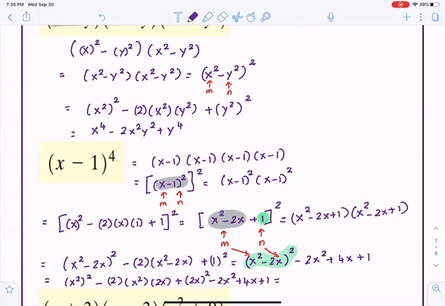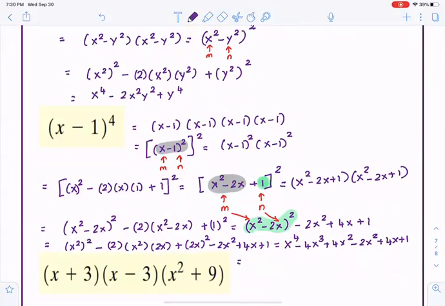Using properties of exponents, x squared squared is x raised to 4. 2 times 2 is 4. x squared times x is x cubed. 4x squared. The next term is minus 2x squared plus 4x plus 1. And if I simplify that, I would get x raised to 4 minus 4x cubed. 4x squared minus 2x squared is 2x squared plus 4x plus 1.